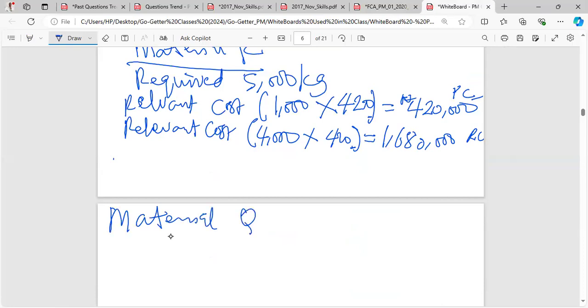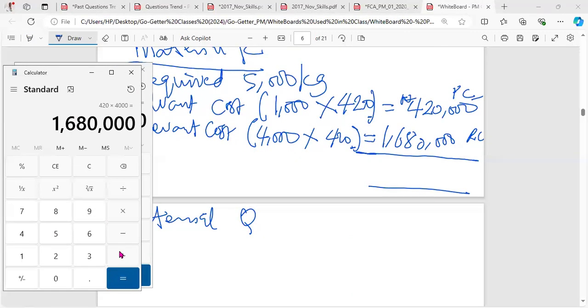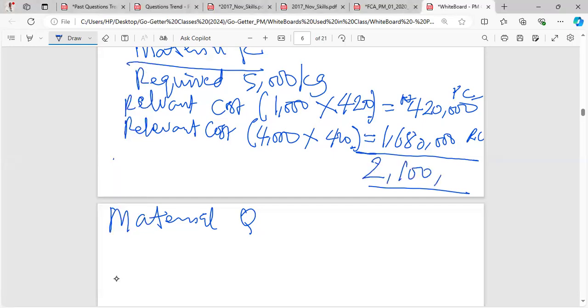So before we finish, let's finalize for material K. What it will cost us. We already have 1,680 plus 420,000. That will give us 2,100,000. So this is 2,100,000. This is what we are going to spend for material K. So we'll go to material Q.